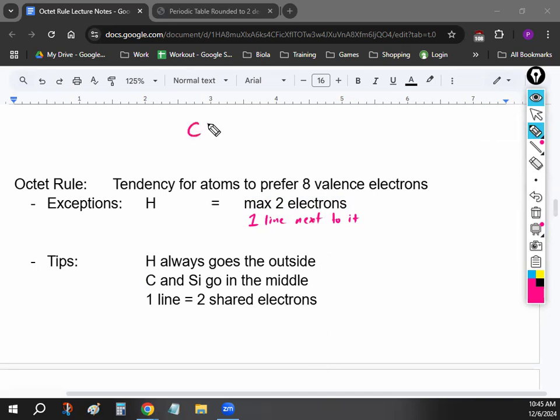If you remember our example earlier with the chlorines, chlorine had 6 of these dots next to it and the line, because it wants 8. But hydrogen cannot have any dots on it. It can only have 1 line next to it. That's the key exception for the octet rule.